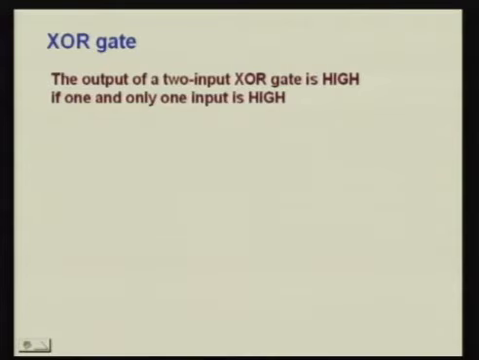or the first is low and the second is high, then only the output will be high. That is, if the inputs are not equal. As I told, in a digital system we can take only either 0 or 1. If the first is 0 and the second is 1, or the first is 1 and the second is 0, then the output will be high. Otherwise, it will be low.